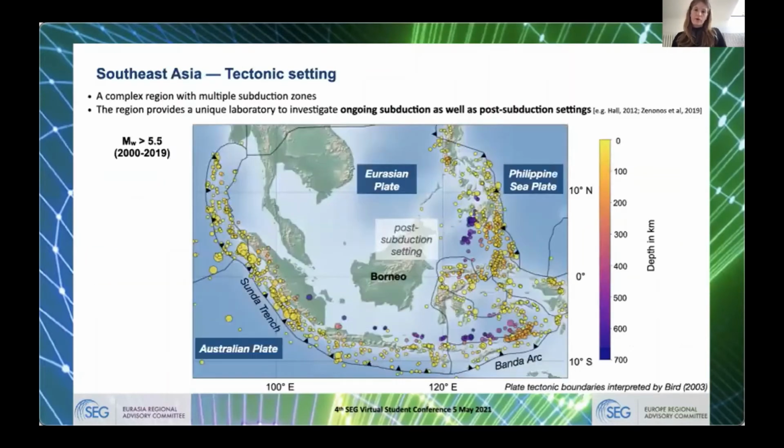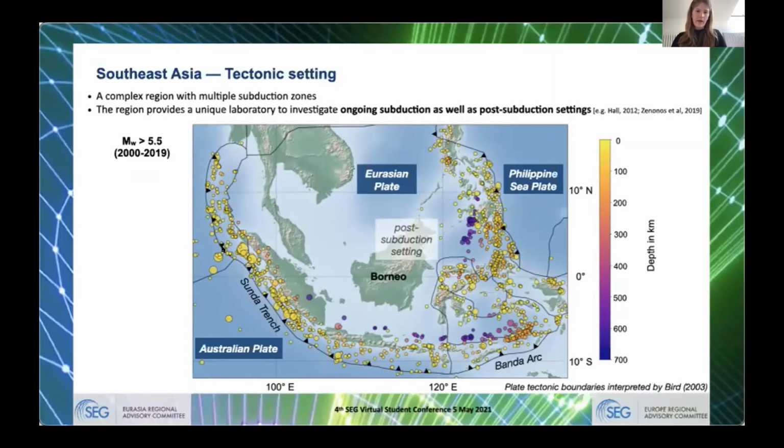So let's move on to the application to Southeast Asia. Southeast Asia is one of the least well understood areas, as it is one of the most complex tectonic regions on Earth, and this is mainly a result of its location within the tectonic triple junction of the Australian, the Eurasian, and the Philippine Sea plates. And most seismicity occurs along these highly active tectonic plate boundaries, all moving a few centimeters per year. And here I'm showing all earthquakes with a magnitude larger than 5.5, colored by depth.